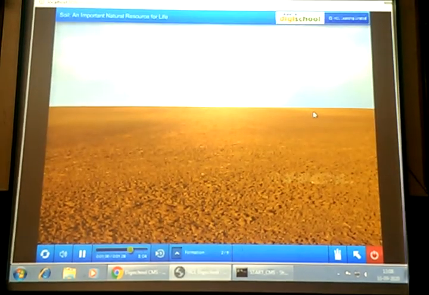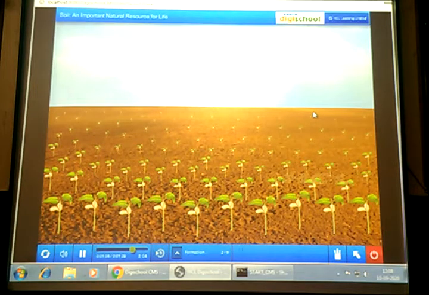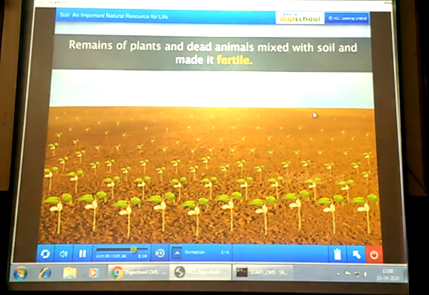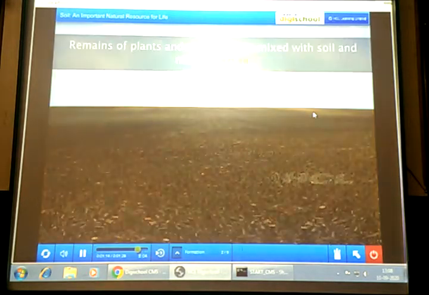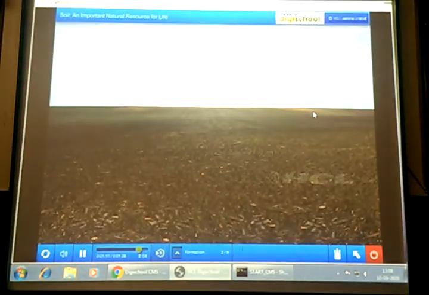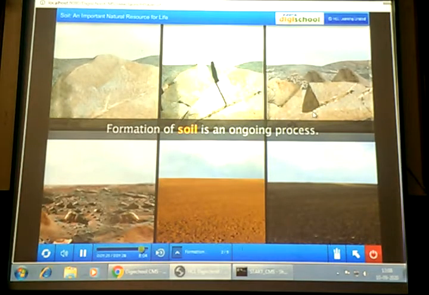As time went by, plants started growing in this layer of soil. Gradually, remains of plants and dead animals mixed with soil, making it highly fertile. As weathering is an ongoing process, the formation of soil continues even today.